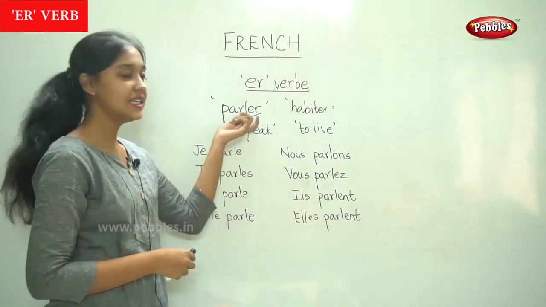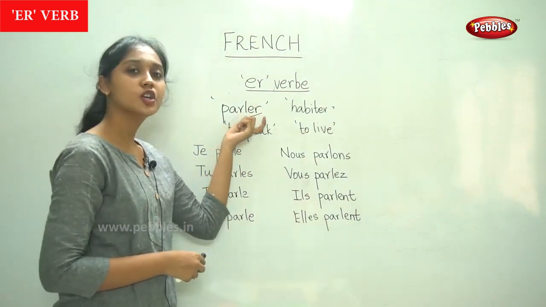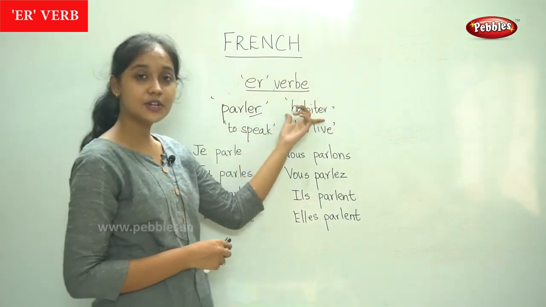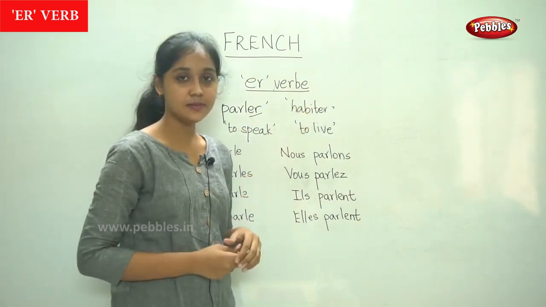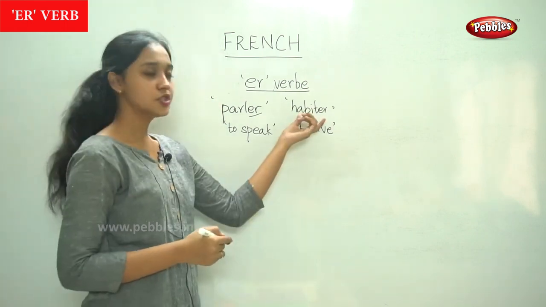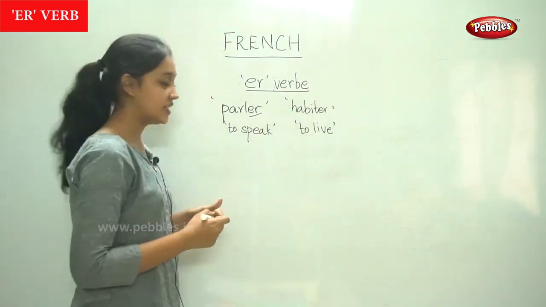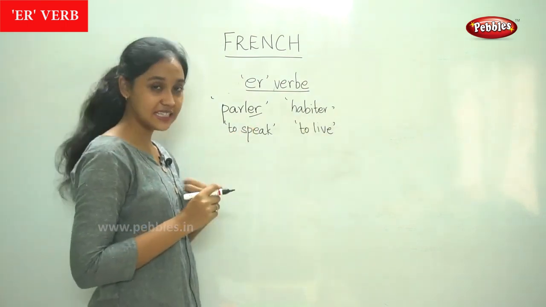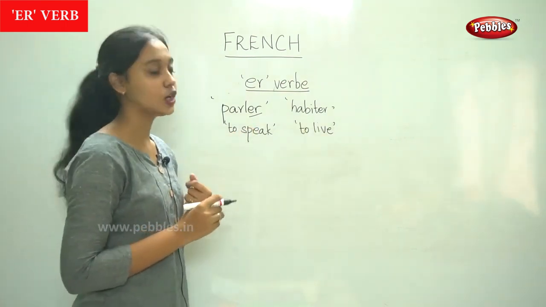So this is an ER verb. The conjugation was simple. Now, shall we try to conjugate the next word? Moving on to our next verb, habiter. Since we already know the conjugation, it is easy. So try doing this along with me.